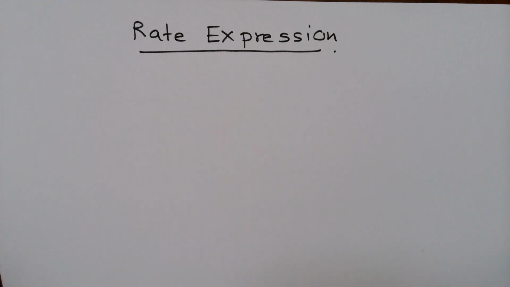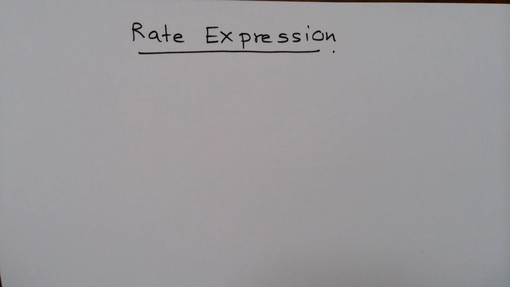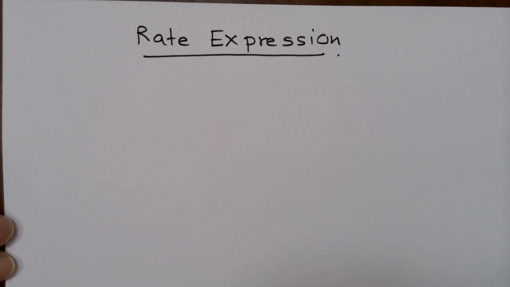Let's talk about rate expression writing in chemical kinetics. In chemistry, when we talk about the rate or the speed of a chemical reaction, we call that area chemical kinetics. The rate of a chemical reaction is measured as the change in concentration with time. So let's write rate expressions for chemical reactions.